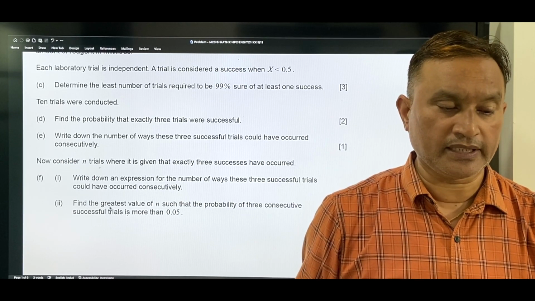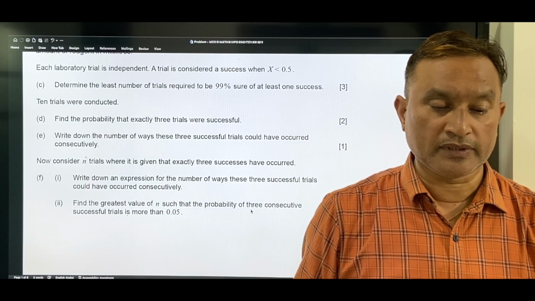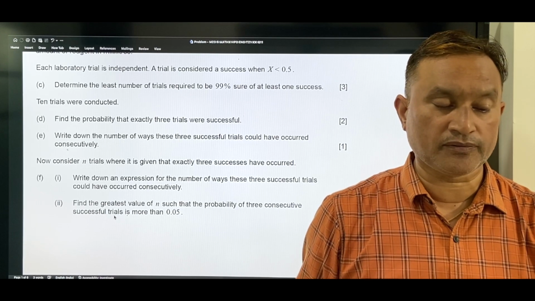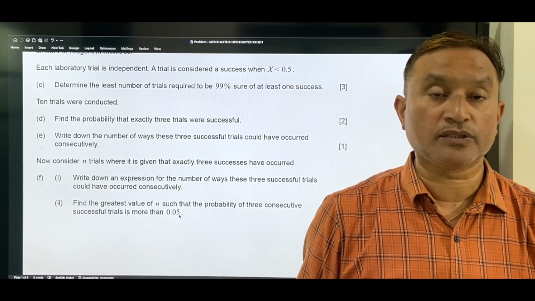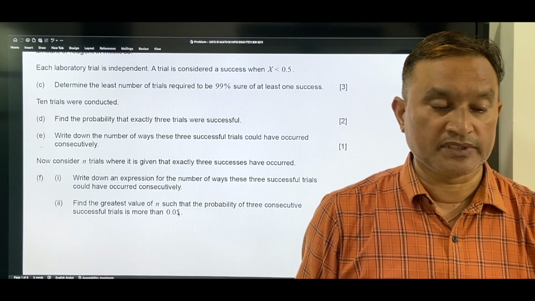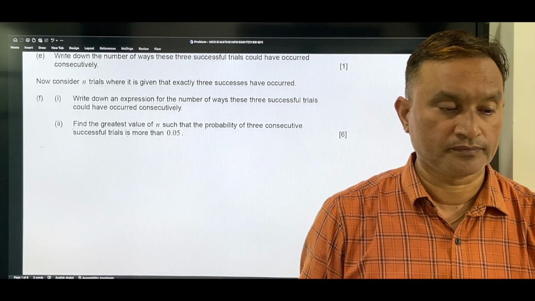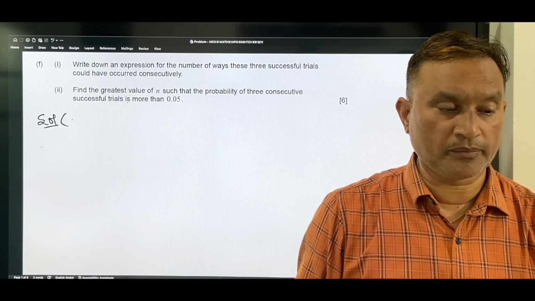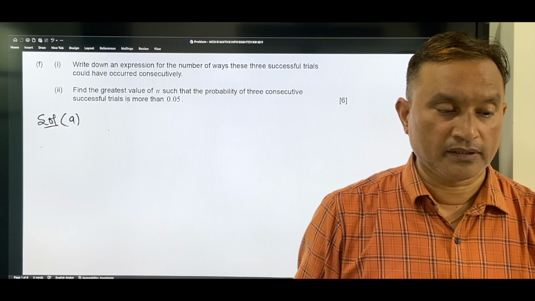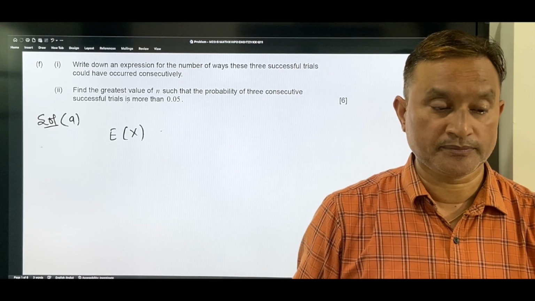F2, find the greatest value of n such that the probability of 3 consecutive successful trials is more than 0.05. Now we will start the solution. So we will begin with part A here. Here we have to calculate E of x.